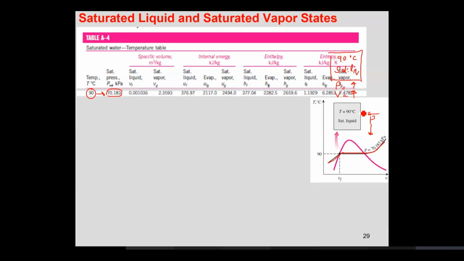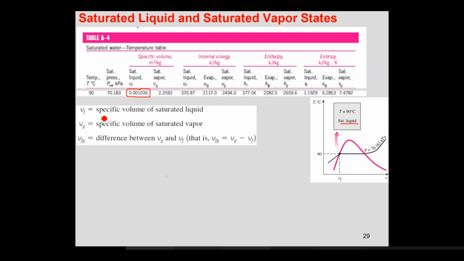And what would be the specific volume of the system? In the liquid phase, it is 0.001 01. So this would be the specific volume of my system, since it is in the saturated liquid condition at the moment.